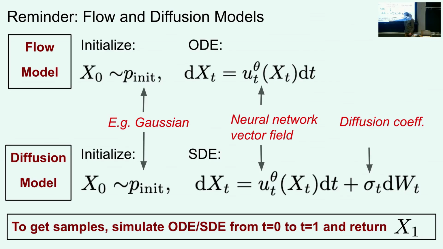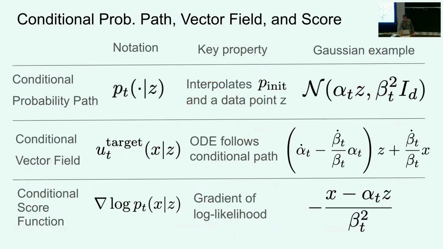And to get samples, so when we generate objects, what does that mean? We simulate this ODE or SDE from time 0 to time 1. And we're always interested in the final time point. So the object that we want to generate will always be the final time point of that trajectory.